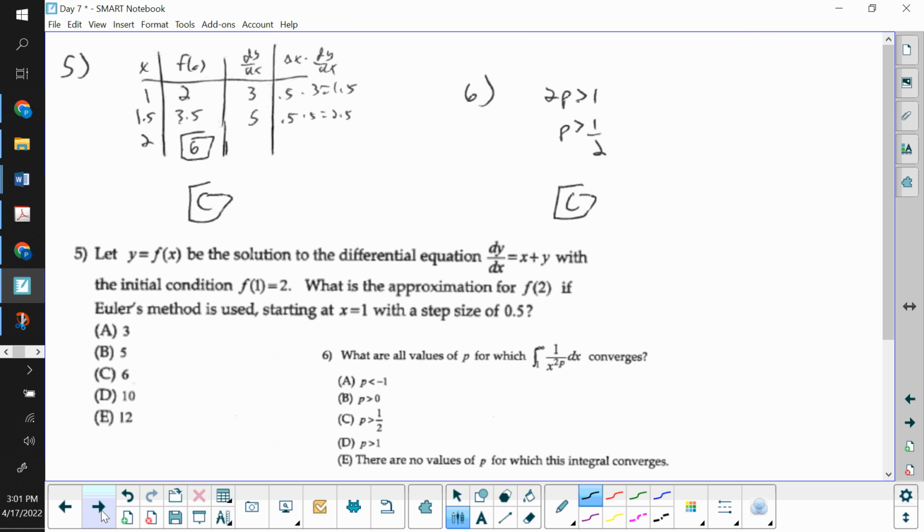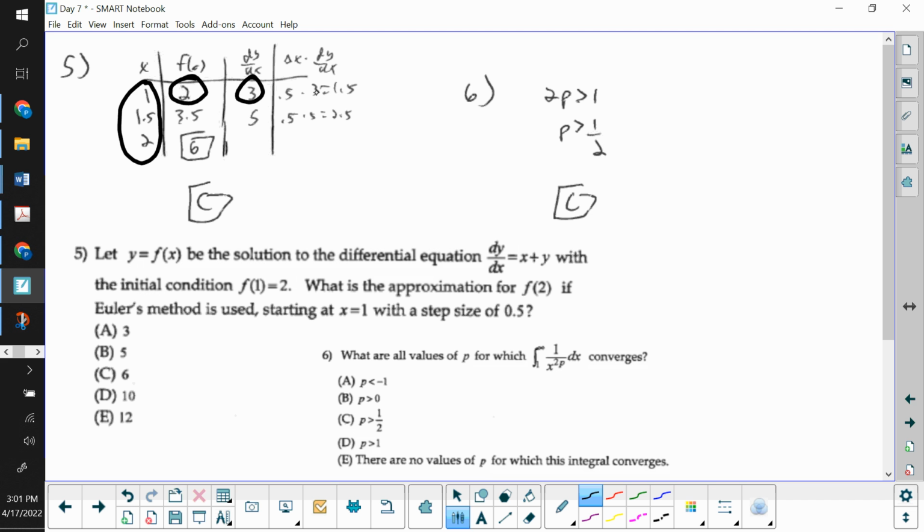Euler's method, we got our 4 columns for x, y, dy dx, and our delta x times dy dx. We want a step size of 0.5, and we have to get to f of 2. So you should be able to first fill in these 3, knowing that we're going to go 1, 1.5, and 2, and they told us that y is 2. So fill in the 1 and the 2 into dy dx. We get dy dx is 3.